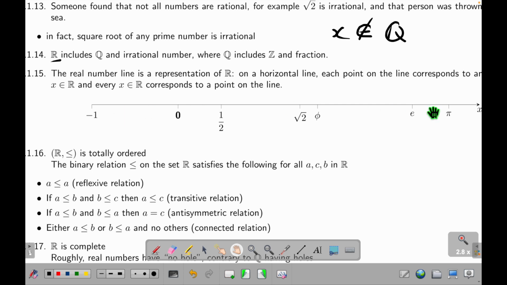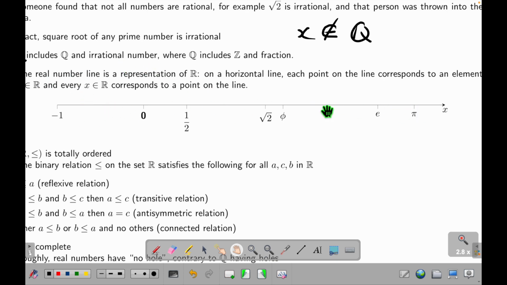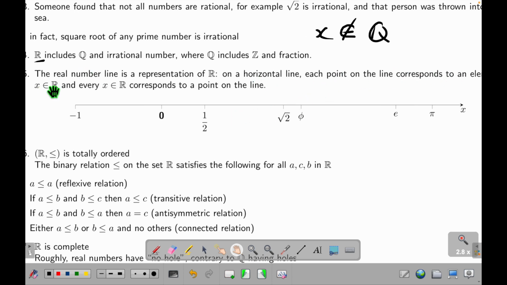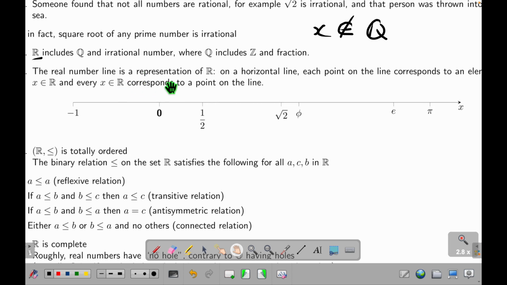So we normally draw a line like this to say this is called the real number line. So it's a representation of R. On this line, we have all the numbers you know, and each point represents an element, that's basically an x in R. So basically, any number x is somewhere here. For example, half is here, 0 is here, -1 is here, pi is here, e is here, the golden ratio is here, square root 2 is here. So everything here represents a number.